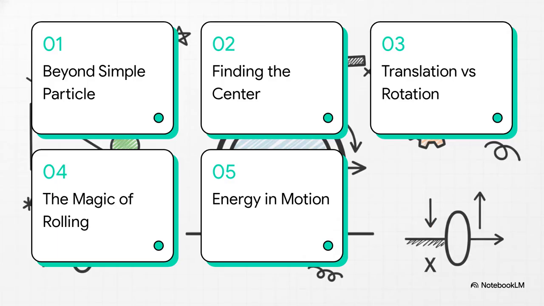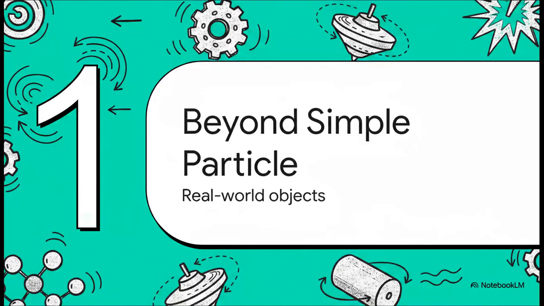First, we're going beyond the simple particle. Then, we'll talk about finding the center. Third, translation versus rotation. Fourth, the magic of rolling. And finally, energy and motion. All right, Section 1. Beyond the simple particle.